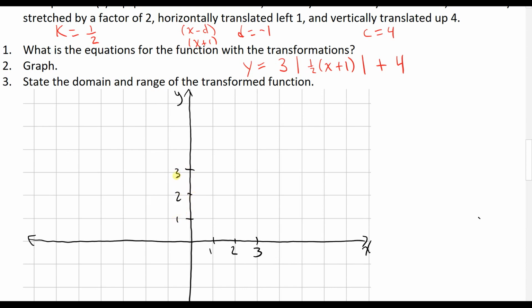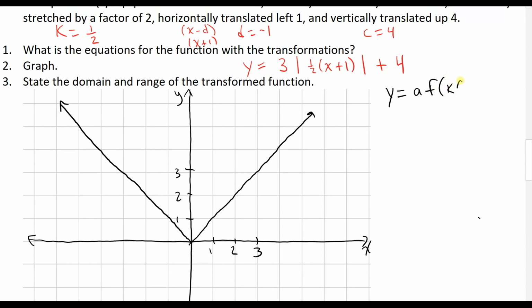Okay, so let's go through these transformations one at a time. Okay, vertically stretched by, yeah? That's a really good question. The general form is y is equal to a f of k times x minus d, plus c.